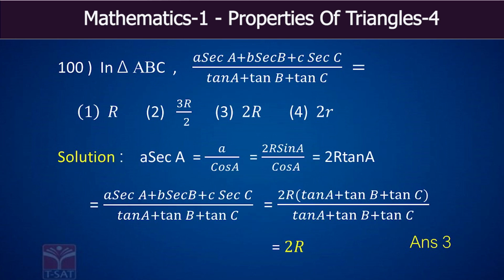In triangle ABC, (a sec A + b sec B + c sec C)/(tan A + tan B + tan C) is equal to: 1) R, 2) 3R/2, 3) 2R, 4) 2r. Now, you know that a sec A is a/cos A. a means 2R sin A, so 2R sin A/cos A, that is 2R tan A. So if you substitute the values, you get 2R (tan A + tan B + tan C)/(tan A + tan B + tan C), which is equal to 2R. So the correct option is option number 3.